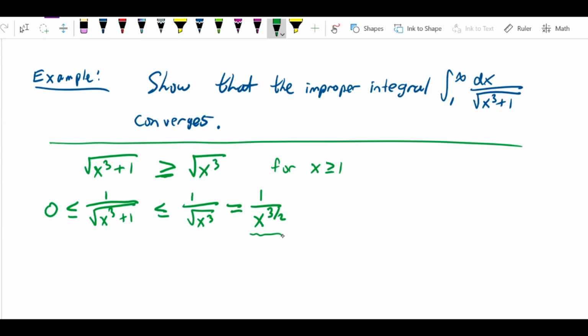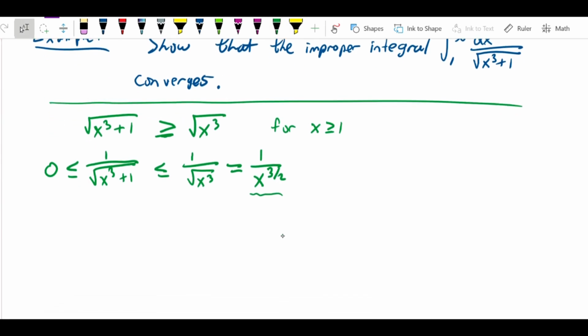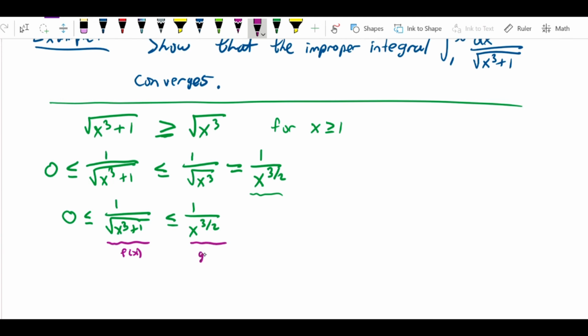So what we can say is, let's just clean this up a little bit. We have 0 is less than or equal to 1 over square root of x cubed plus 1, which is less than or equal to 1 over x to the 3 halves. I'm going to skip this one here. I'm simply going to note that this integral is equal to 1 over x to the 3 halves. Now, in terms of the comparison test that we did a little while ago, this is f of x and this is g of x.